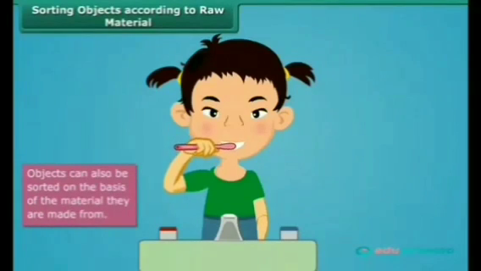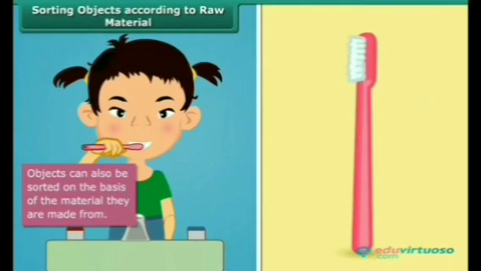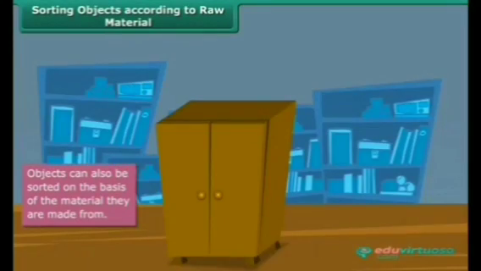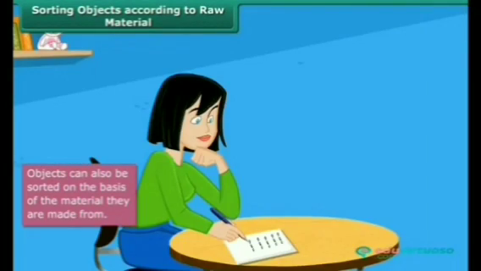The first object that you use as soon as you wake up is your toothbrush. Have you ever wondered what it is made up of? It is made up of plastics. The plate that you have your breakfast on is made up of steel or plastic. The cupboard that you use to keep your books and clothes is made of iron or wood. The books that you read are made of paper.